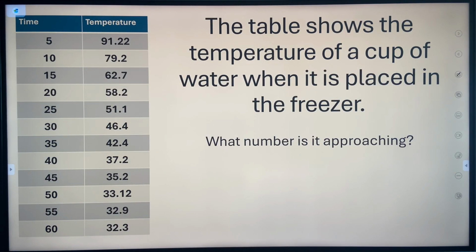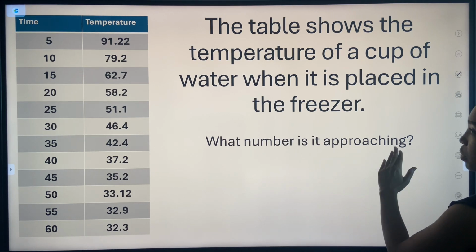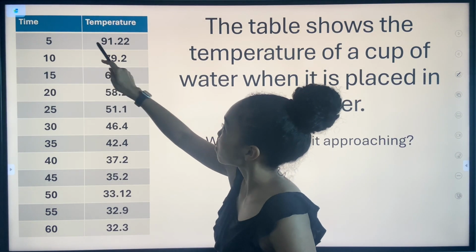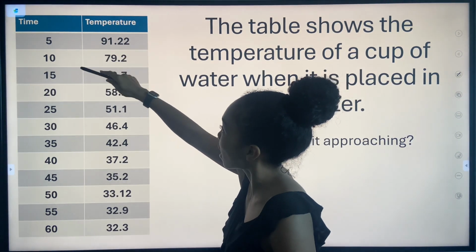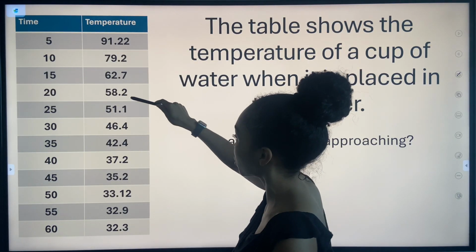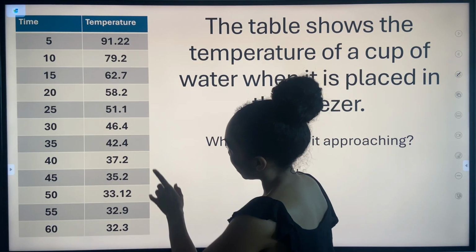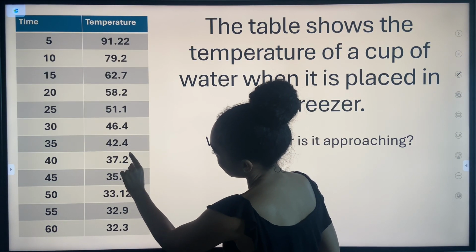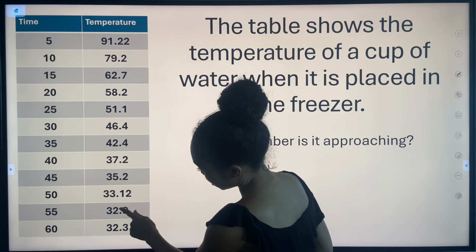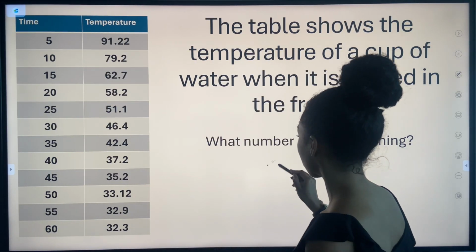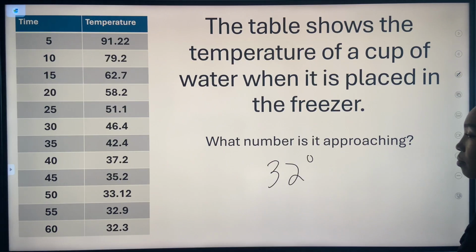The table shows the temperature of a cup of water when it is placed in the freezer. What number is it approaching? So at 5 minutes, it's about 91 degrees. And as time goes on, it's getting colder and colder and colder. And the spaces between the numbers is getting smaller and smaller. It looks like it's approaching 32. And that makes sense because that's the temperature at which water freezes.